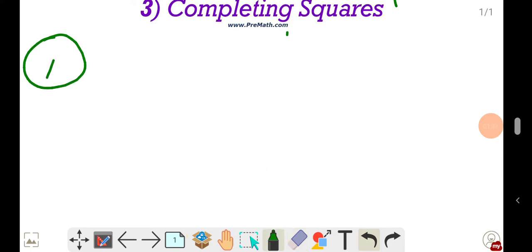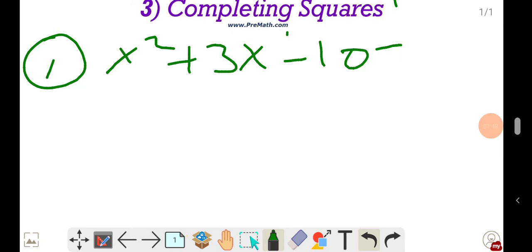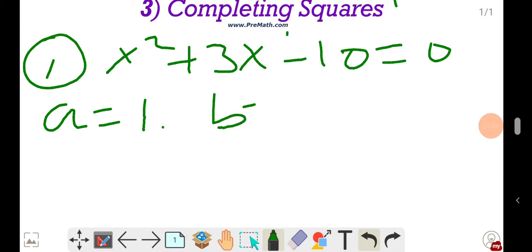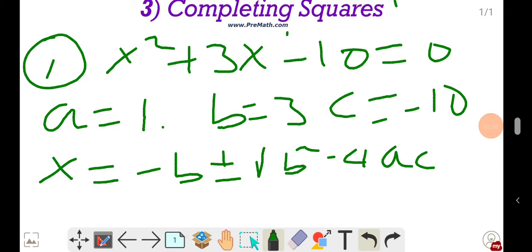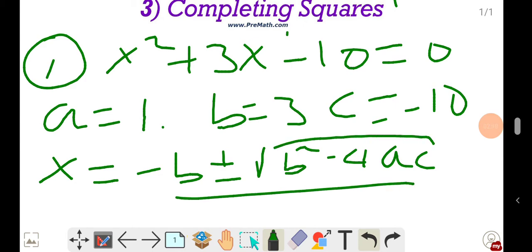By the first method, our quadratic equation is x squared plus 3x minus 10 is equal to 0. Here clearly visible, a is equal to 1, b is equal to 3, and c is equal to negative 10. Therefore, the formula is x is equal to negative b plus or minus the square root of b squared minus 4ac, the whole over 2a.